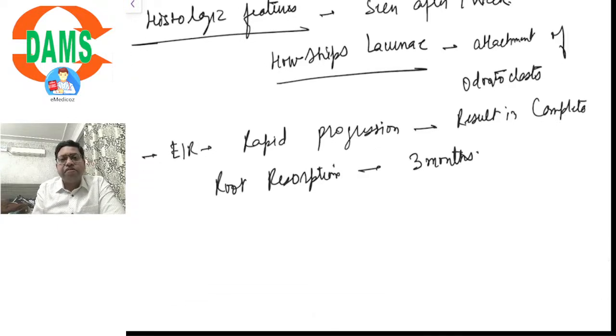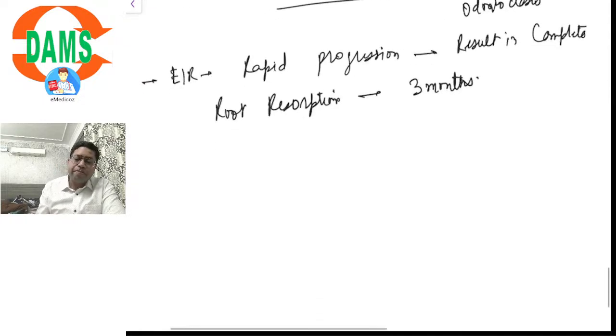In as early as 3 months, it can result in complete root resorption. So it has a very rapid onset. So it is important that initially we identify it with a radiograph. But the problem is that initially there are hardly any clinical signs and symptoms, and the patient reports only when it is in an advanced stage. So whenever the patient reports, we have to look for the signs of external inflammatory resorption and treat it on an urgent basis.